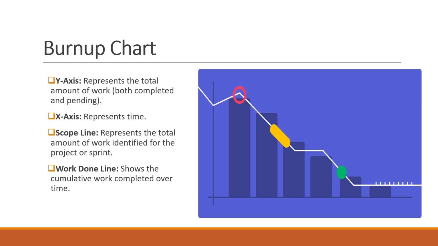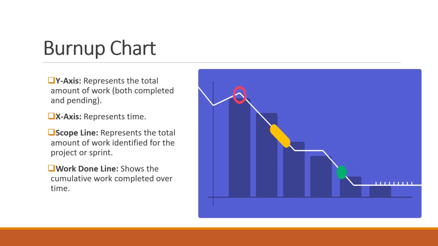Having discussed the burn down chart, what is a burn up chart? While a burn down chart focuses on what is left, a burn up chart focuses on what has been accomplished. It graphically represents the cumulative work done over time against the total scope of a project.